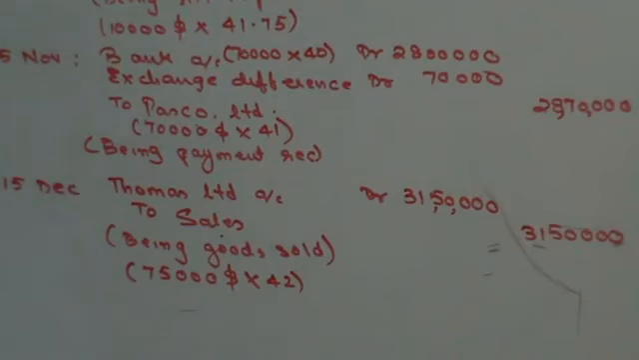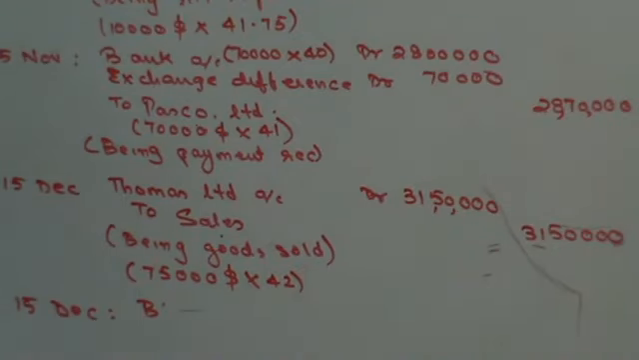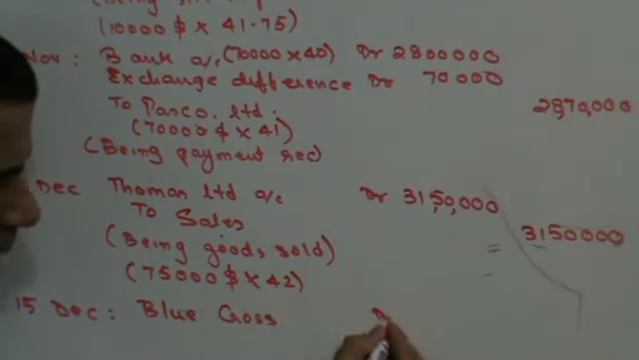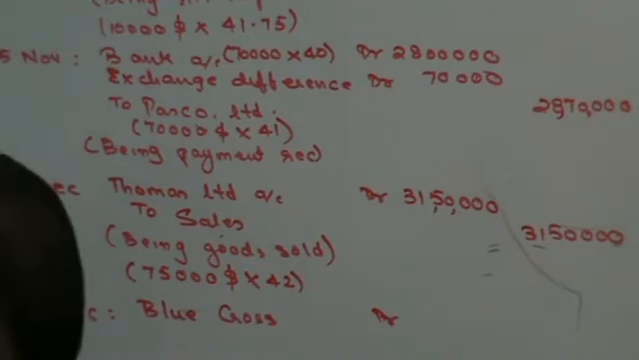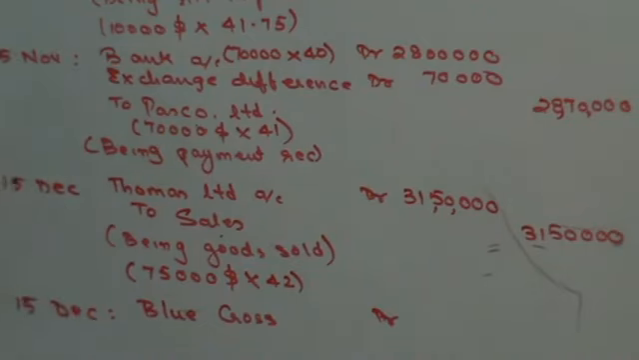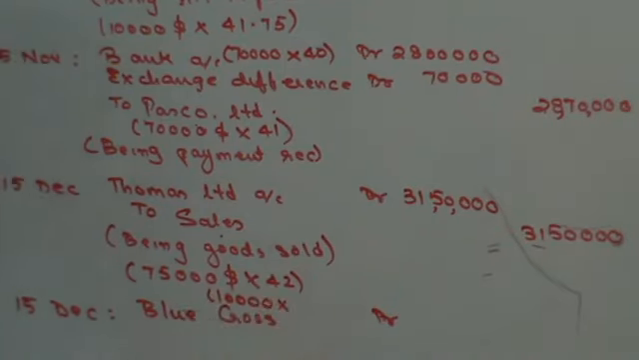We've already done that. Now on that same date, you have to make payment to Blue Cross. On 15th December, I have to make a payment to Blue Cross. Debit the receiver, Blue Cross Limited, debit to bank. How much payment has to be made? They're saying the entire payment, that is $10,000. You are going to pay $10,000 to Blue Cross.